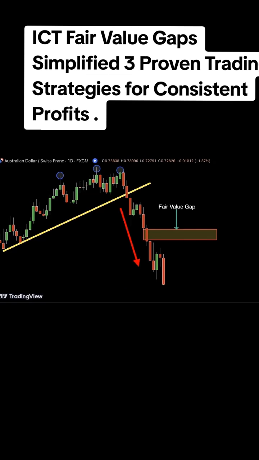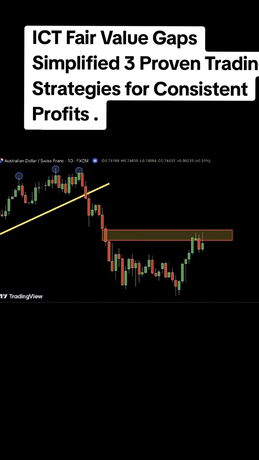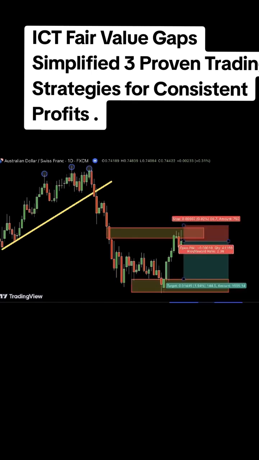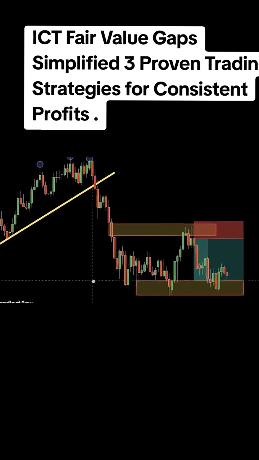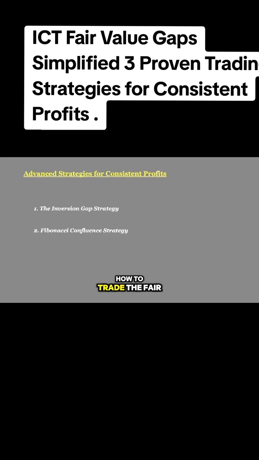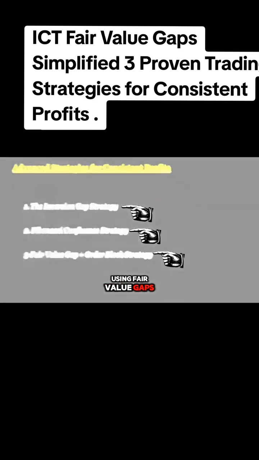If the market is trending downward, you wait for the price to pull back to the fair value gap after forming lower lows and lower highs. Once the price tests the gap and is rejected, you enter a short position, placing your stop loss just above the gap and targeting the next lower price level for profit. Now that you've learned how to trade the fair value gap, as it's known among smart money traders, here are 3 strategies that I use to boost my profitability using fair value gaps.